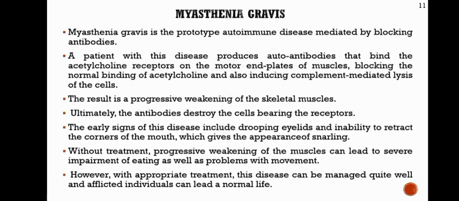The early signs of this disease include drooping eyelids and inability to retract the corners of the mouth, which gives the appearance of snarling. Without treatment, progressive weakening of the muscles can lead to severe impairment of eating as well as problems with movement. However, with appropriate treatment, this disease can be managed quite well and affected individuals can lead a normal life.